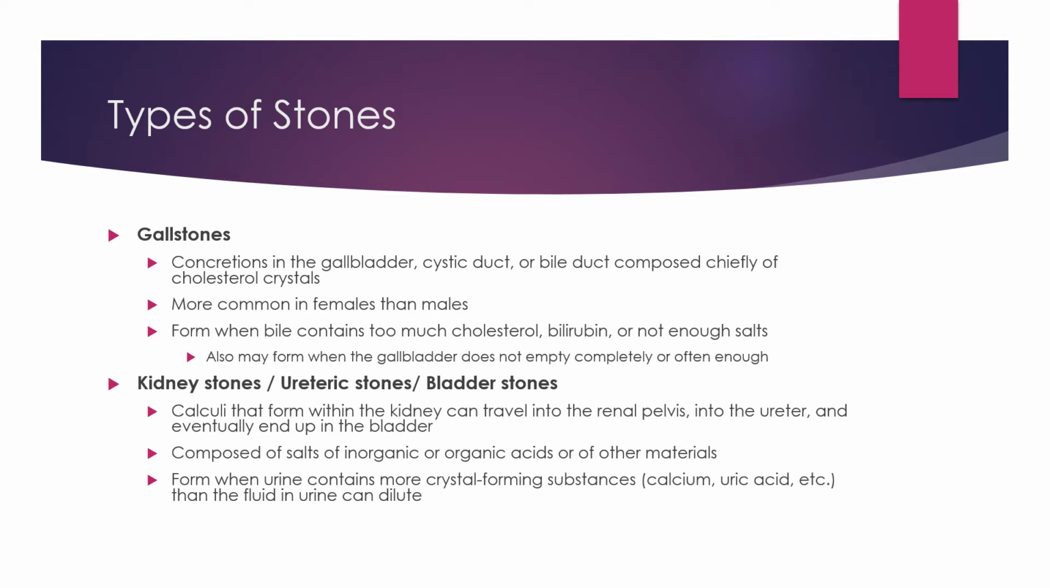Kidney stones, ureteric stones, and bladder stones kind of go hand in hand. These are calculi that form within the kidney and can travel into the renal pelvis, into the ureter, and eventually end up in the bladder. They are composed of salts of inorganic or organic acids or other materials, and they may form when urine contains more crystal-forming substances than the fluid in urine can dilute.